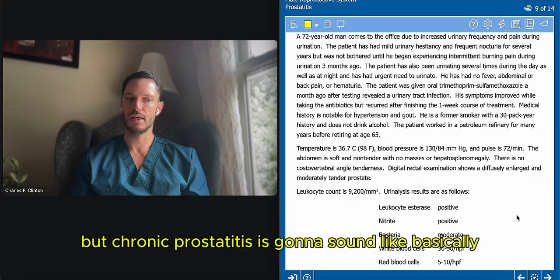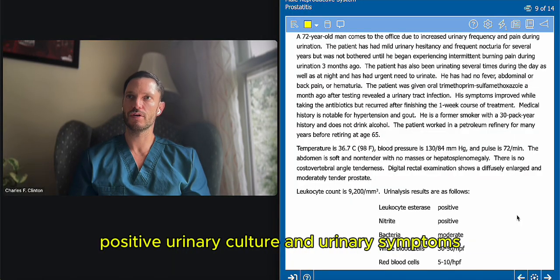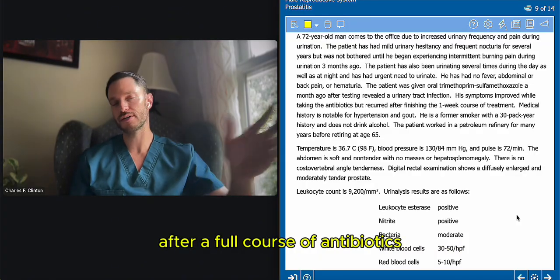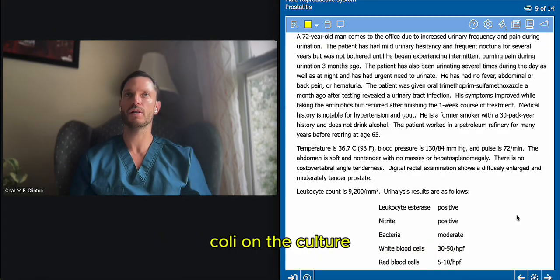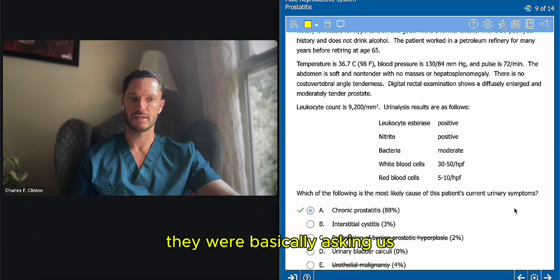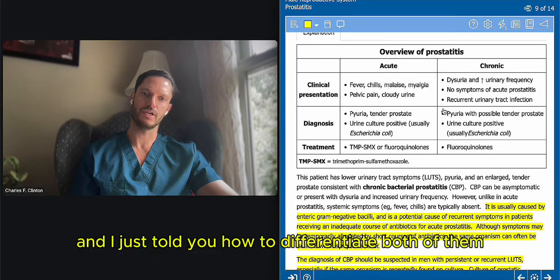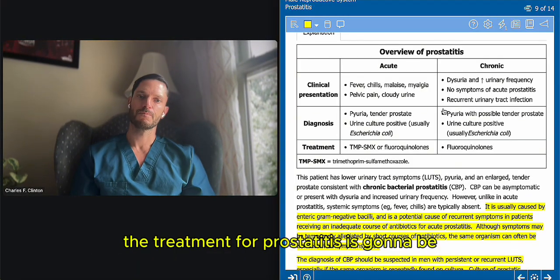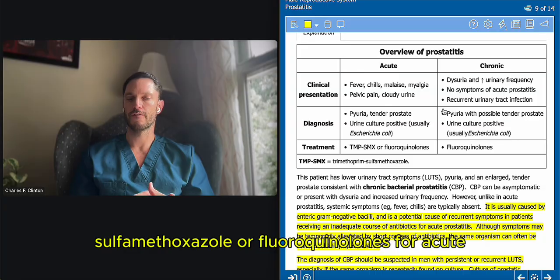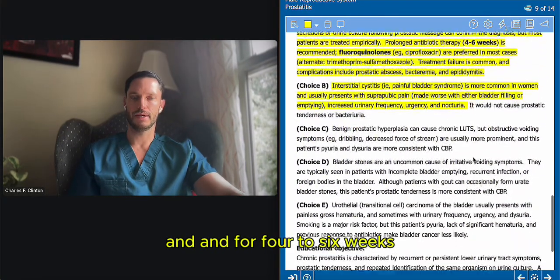But chronic prostatitis is going to sound like basically no fever, just persistent positive urinary culture and urinary symptoms after a full course of antibiotics, and it's still coming back with positive E. coli on the culture. That's going to be chronic prostatitis. So that's the main pearl here. They're basically asking what was the cause of this patient's symptoms. Yes, it was chronic prostatitis, and I just told you how to differentiate both of them. The treatment for prostatitis is going to be trimethoprim-sulfamethoxazole or fluoroquinolones for acute, and for chronic prostatitis, it's going to be fluoroquinolones for 4 to 6 weeks.